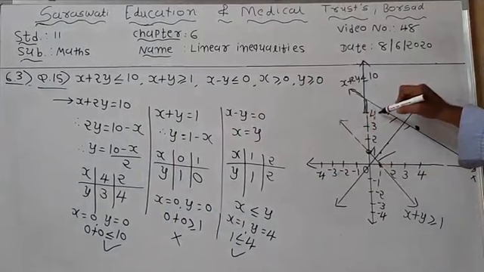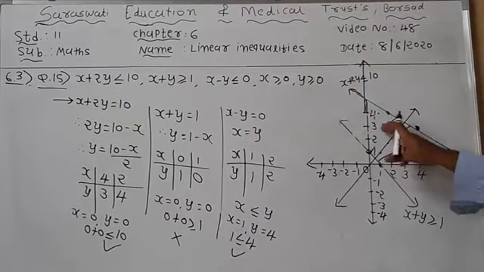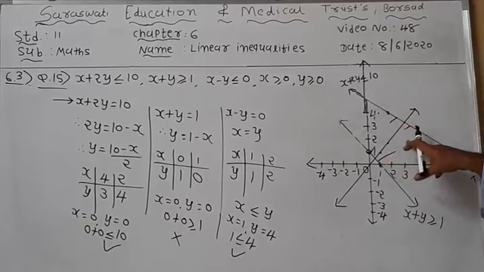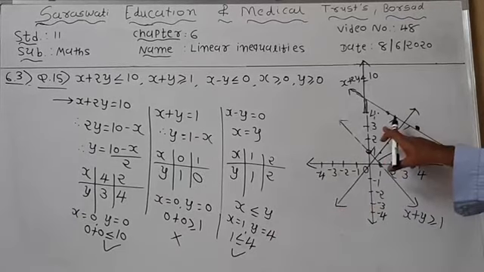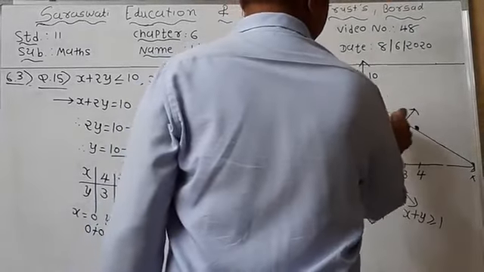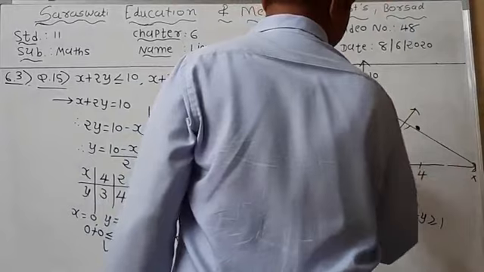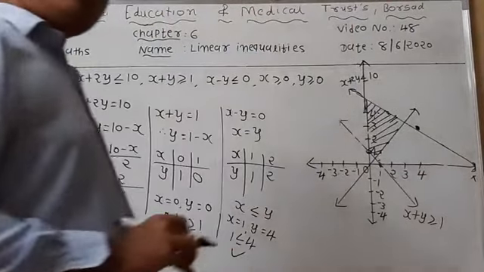So the x coordinate 1 is here and the y coordinate 4, that means this point is present here. So our shaded portion has only two possibilities, but this condition is satisfied in this part, so our shaded portion is this portion. Clear? Okay.